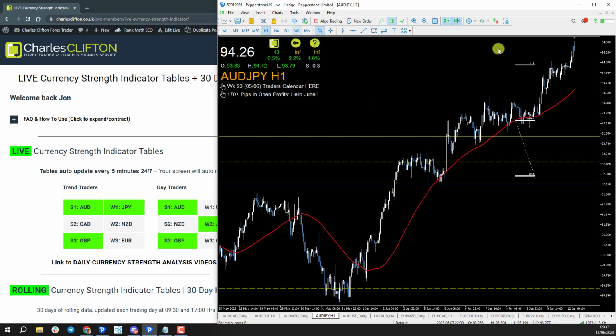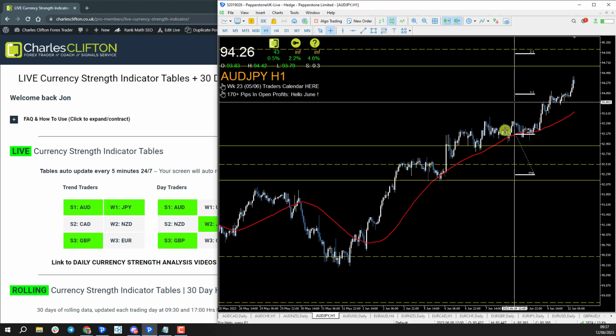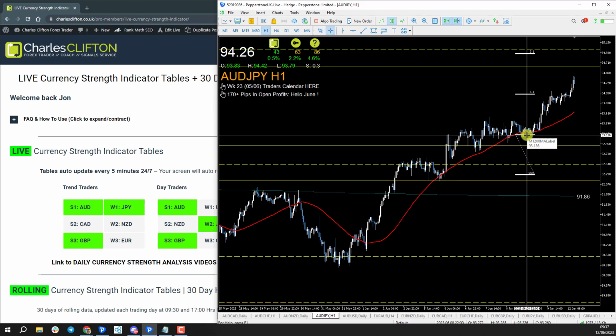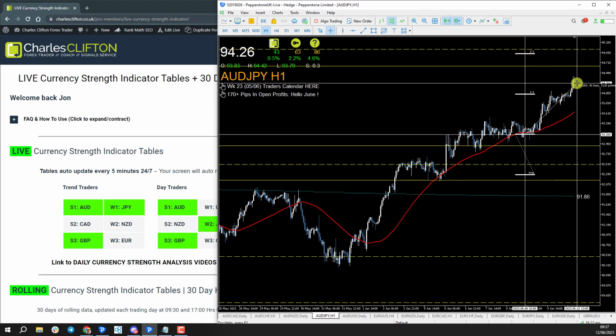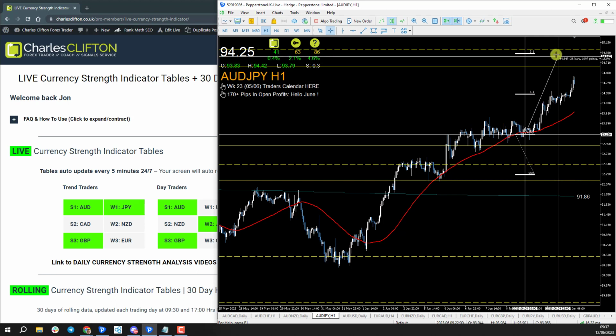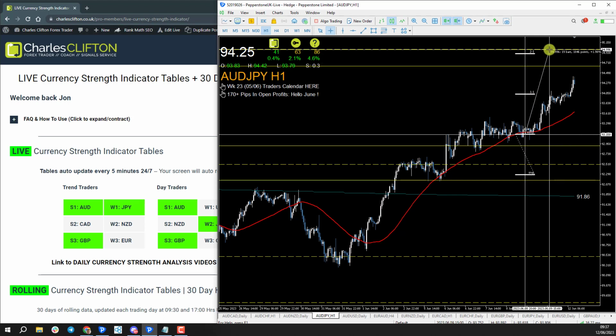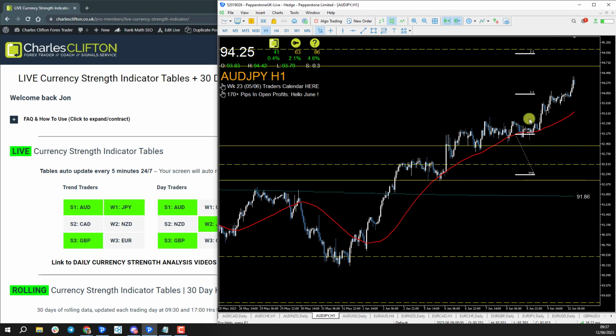So if you are still long this market from the other day, we were talking about getting long at the 93.13 handle or 93.15 handle, and if you were in that position, you're about 109 pips up with a 180 pip target. What I'll be doing is managing that position now.